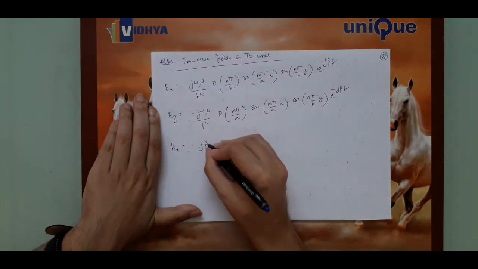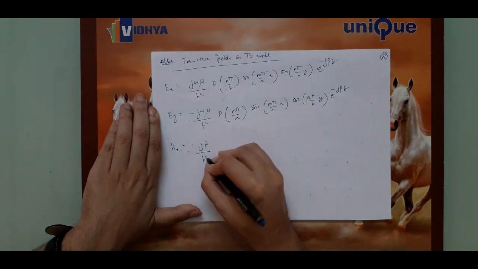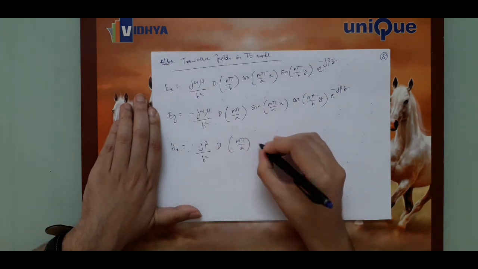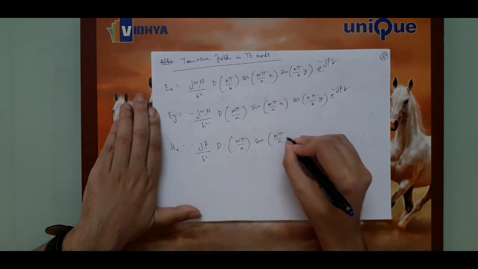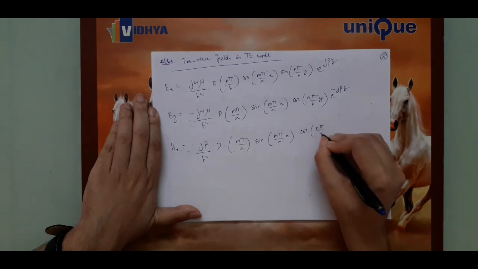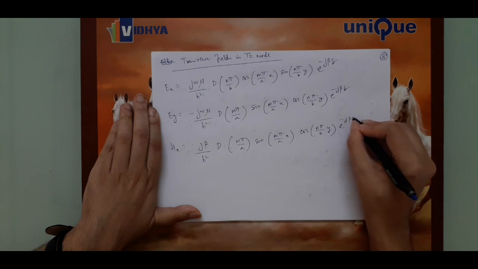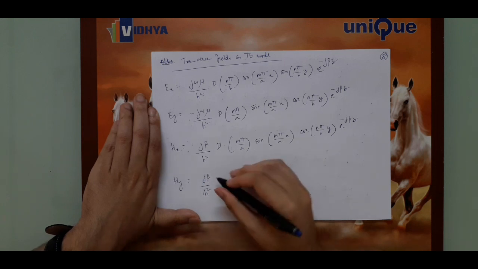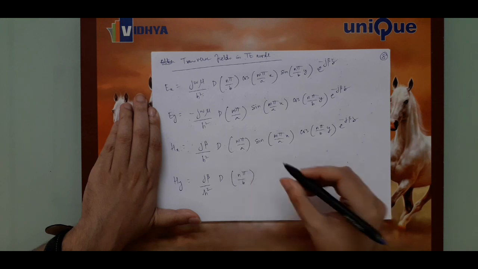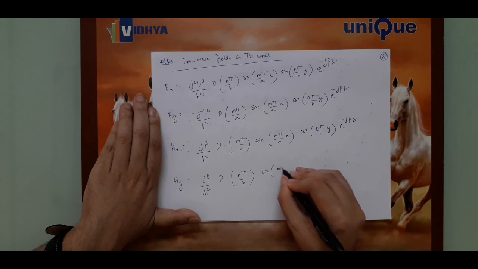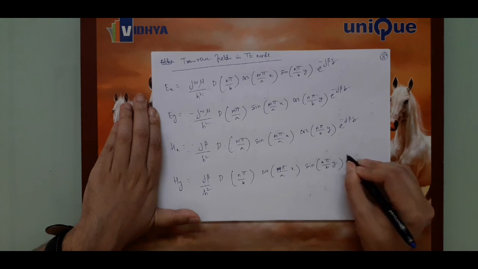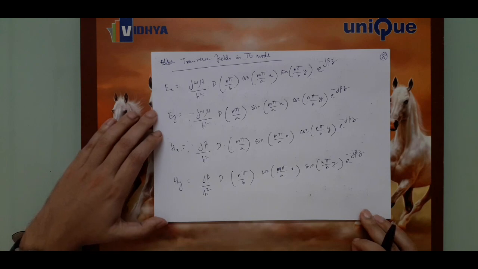Hx will be j beta by h square times d m pi by a sin m pi by a x cos n pi by b y e raised to minus j beta z, and finally Hy will be j beta by h square d n pi by b cos m pi by a x sin n pi by b y e raised to minus j beta z. So this is what the fields look like.